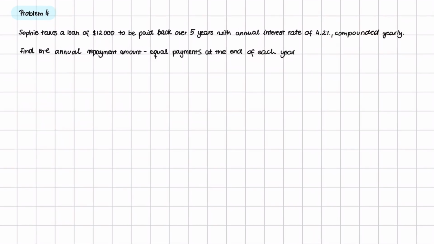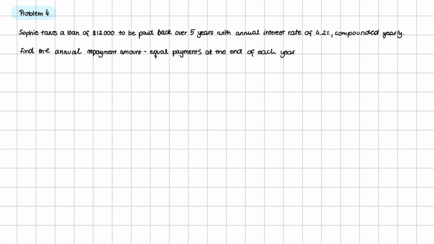Problem 4. Sophie takes a loan of $12,000 to be paid back over 5 years with annual interest rate of 4.2% compounded yearly. Find the annual repayment amount, so equal payments at the end of each year. So in other words, we have to find PMT, and from now we cannot use our compound interest formula because it doesn't have PMT. So we are relying now on our GDC.